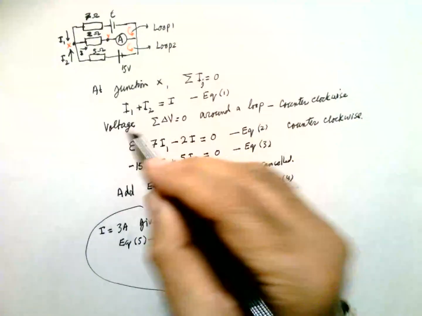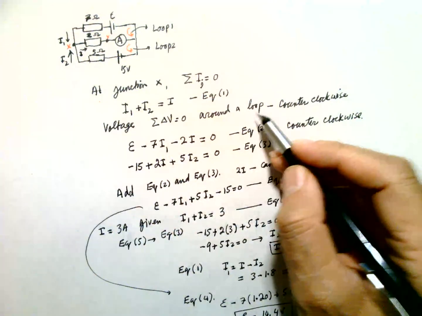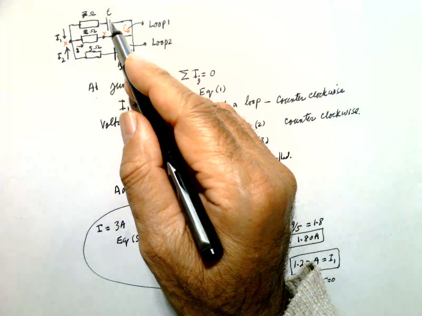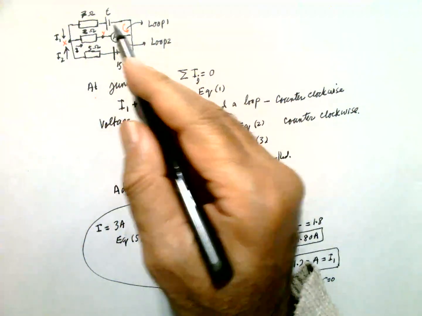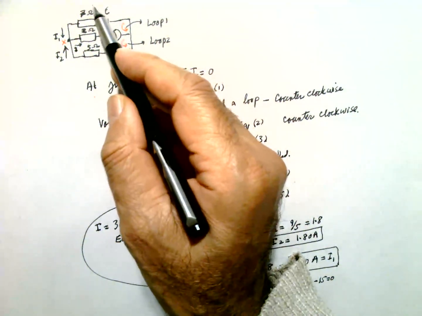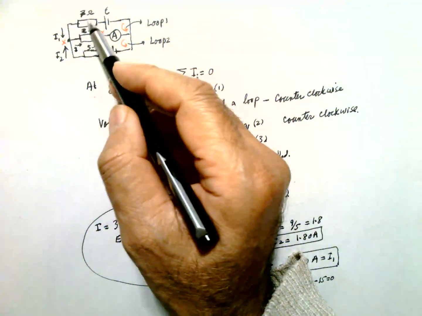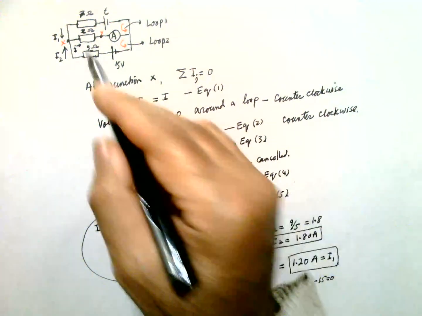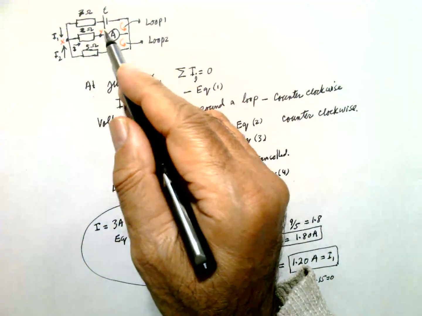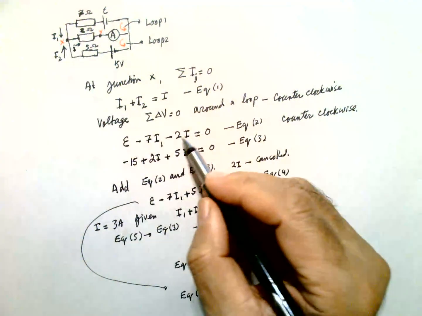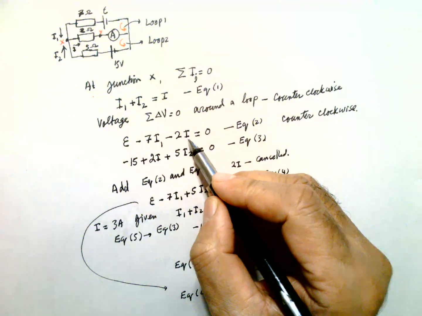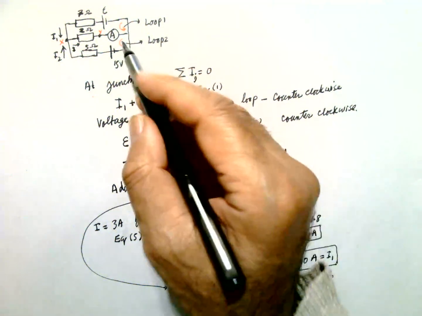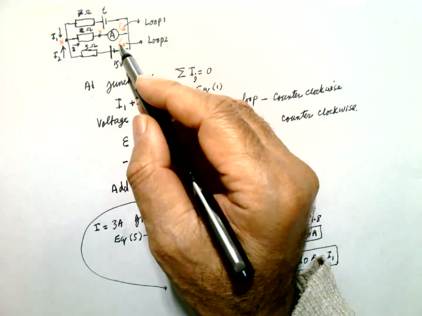So equation number one. Voltage in loop one, going counterclockwise, negative to positive. The movement is this way, and the current is also this way. So this is negative 7I1. This one is also 7, we are moving this way and the current is moving this way, minus 2I is equal to 0. This is equation number 2. Number 3, loop 2.